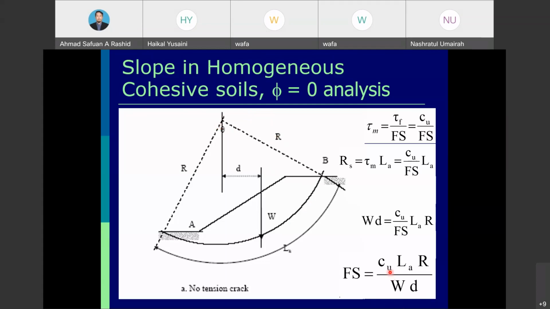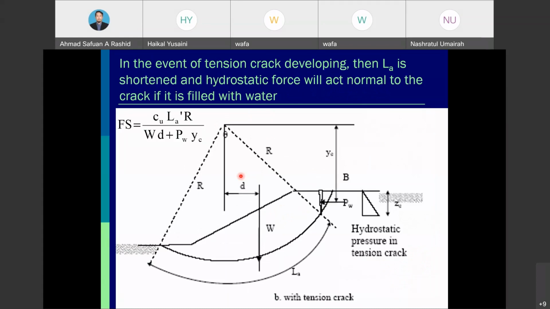So actually the equation for the resisting moment is CU R square theta. Okay, CU R square theta. So that is for the resisting moment, while for the driving moment, W times D, to determine the driving moment for no tension crack. So in the event of a tension crack, LA is shortened and the hydrostatic pressure will act normal to the crack if it is filled with water.